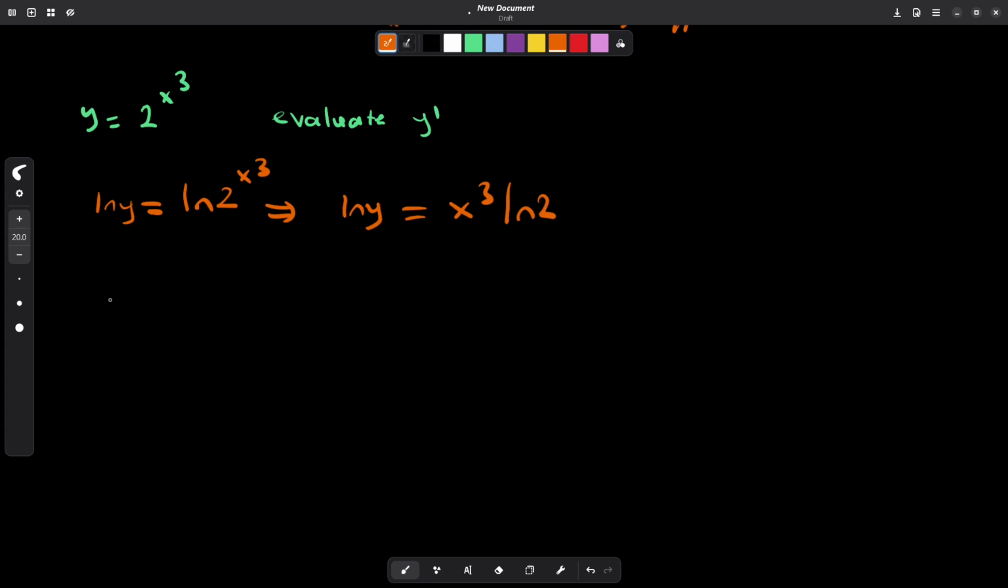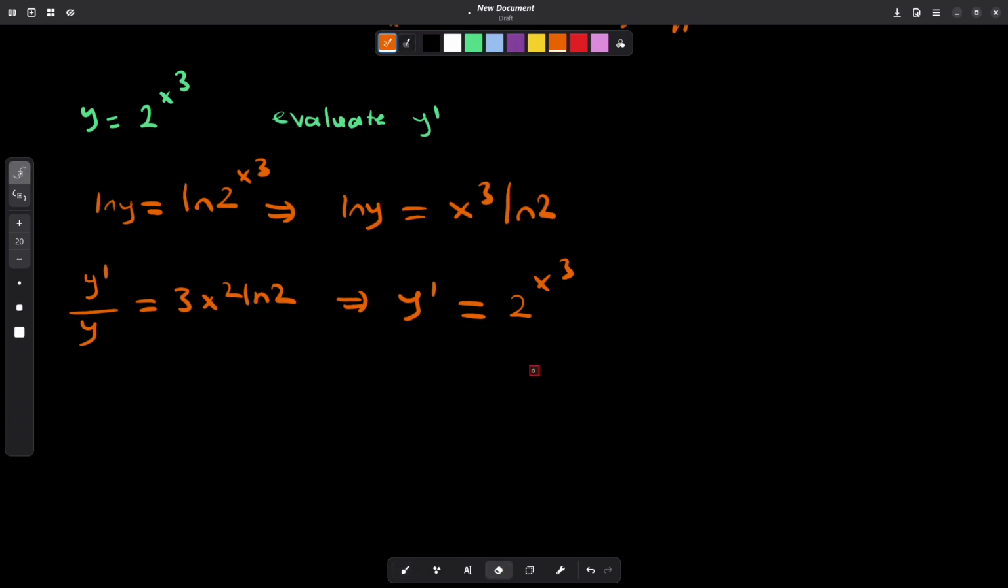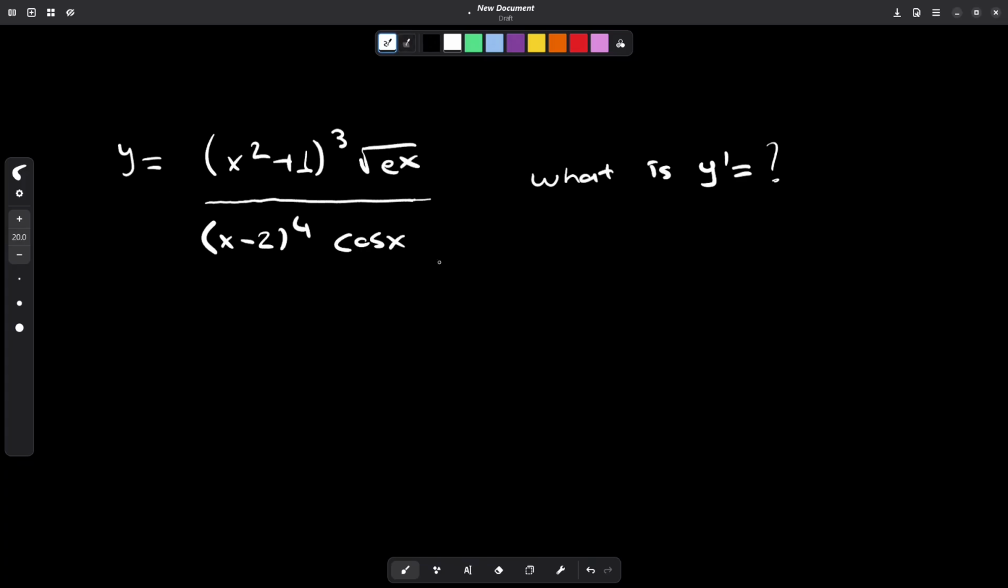Derivative of ln y, we are differentiating with respect to x, so y derivative over y is equal to 3x squared ln 2. Multiply every side with y. What is y? 2 to the power of x cubed. So y derivative is equal to 2 to the power of x cubed multiplied with 3x squared ln 2.